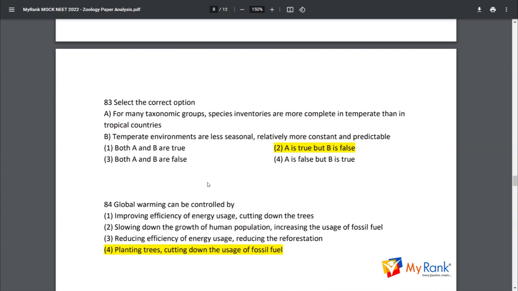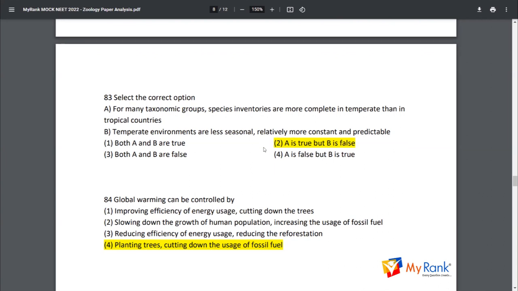Coming to statement B, temperate environments are less seasonal and relatively more constant and predictable. Now this is an incorrect statement. Why? Because temperate areas are known to be more seasonal, with unpredictable climate and extreme climatic conditions. Thus, statement B is incorrect. Now, coming to the options, what is the correct answer? A is true, whereas B is false. That is option number 2.